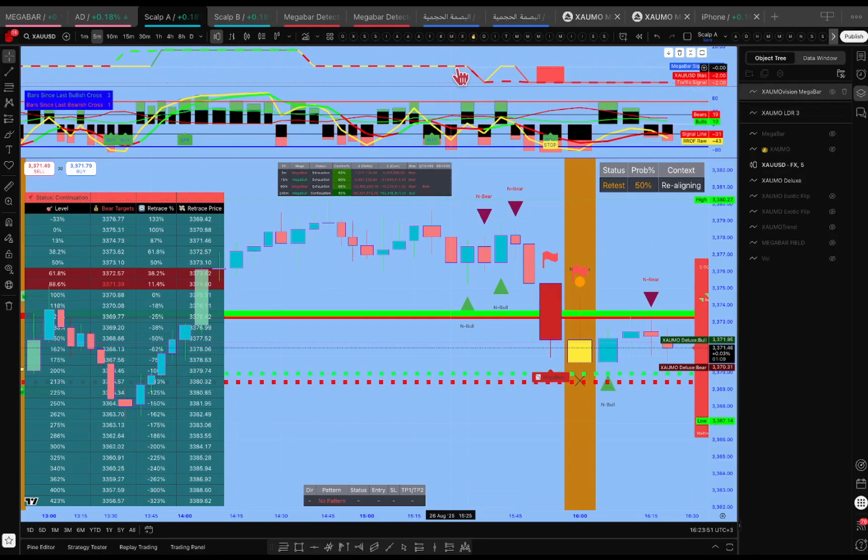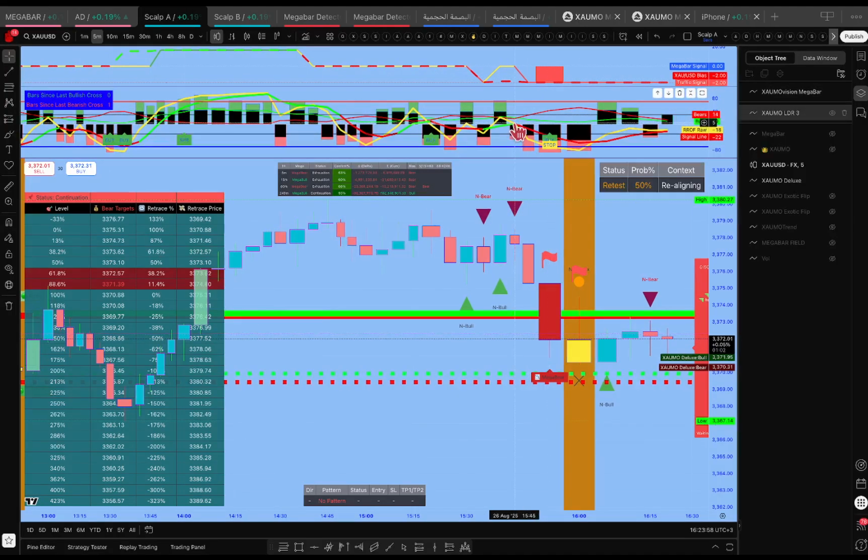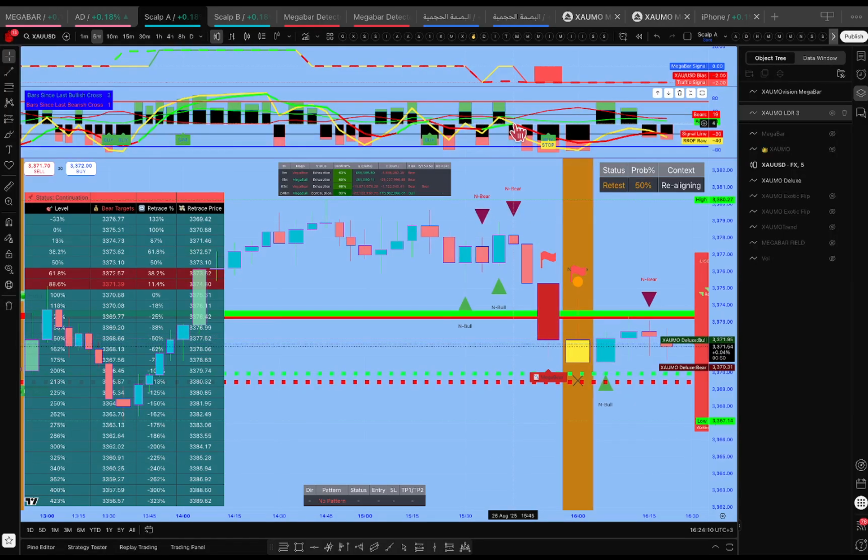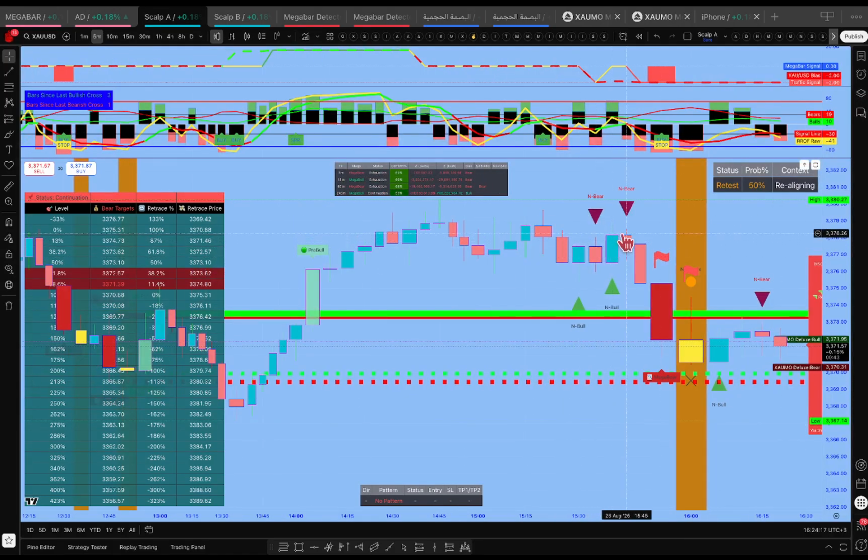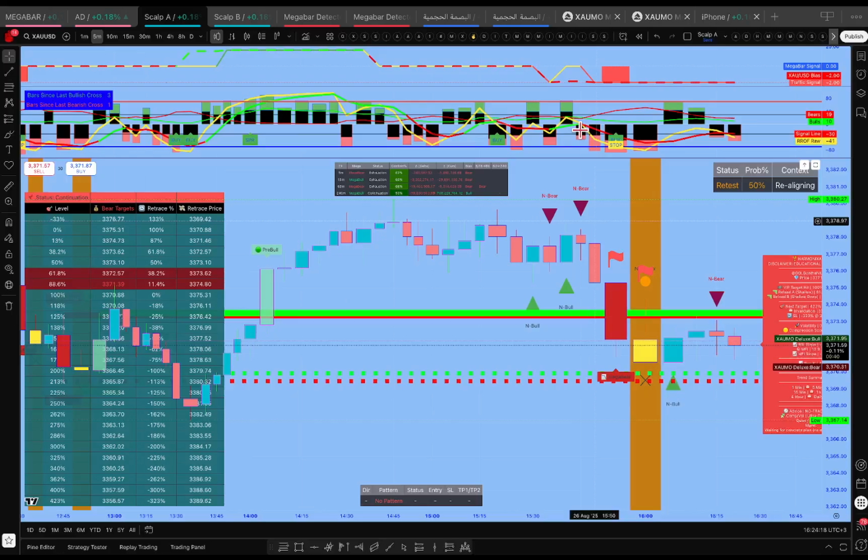We have the XAUMO Vision giving me a red signal that we are going bearish, and then we had the mega bar here on the XAUMO Vision, and at this point the LDR had a bearish cross, and that's where the business starts. At this point you can take a bearish position once you have this confirmed by the mega bar, XAUMO Vision, as well as the LDR3.